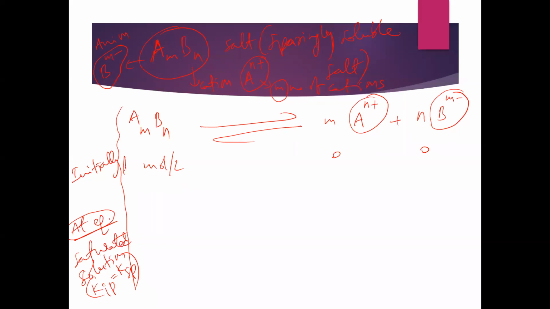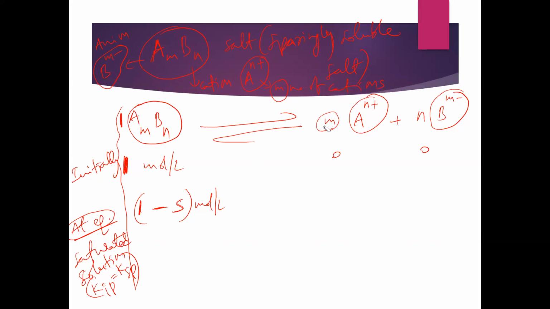At this condition, from this 1 mole per liter, how much dissolved? S dissolved. Solubility is S. How much is left over after dissolving S? We are left with 1 minus S moles per liter. And here how much will be forming? m into S. If 1 mole of the salt is dissolved completely, we get m moles. But here S is dissolved.